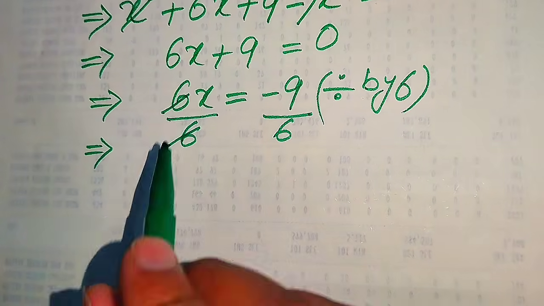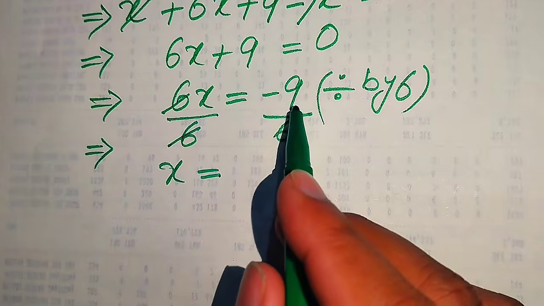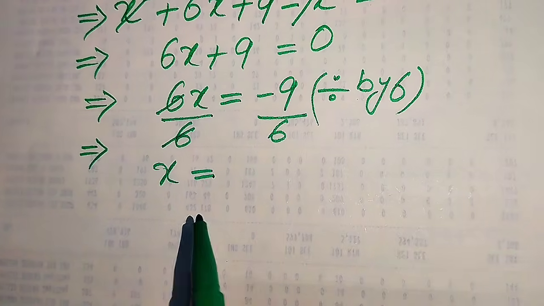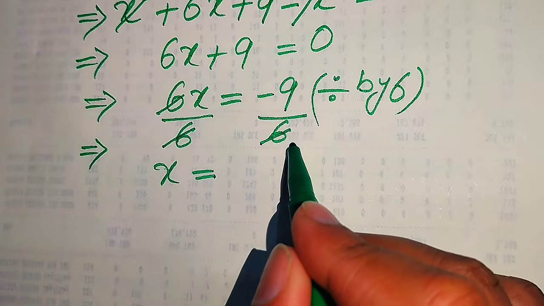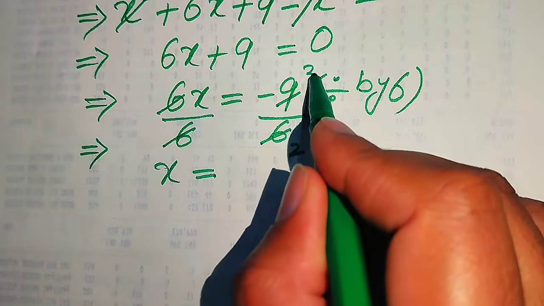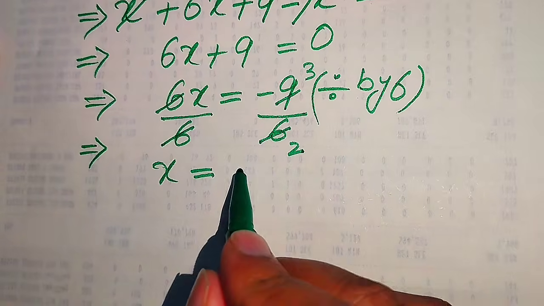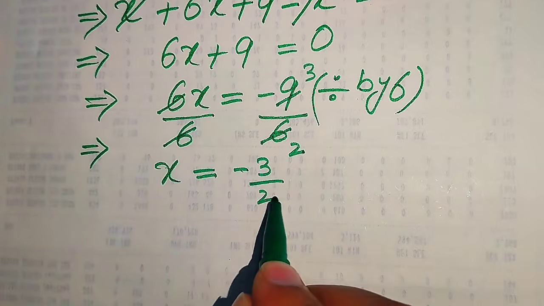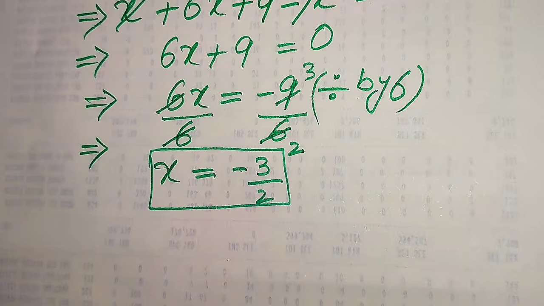So this 6 and this 6 cancel out each other, and we obtain x equals minus 9 over 6, and we need to cancel these terms by the table of 3. We get 3 times 2 becomes 6, and 3 times 3 becomes 9. After cancellation we have x equals minus 3 divided by 2. So in the first method we get the value of x equals minus 3 over 2.